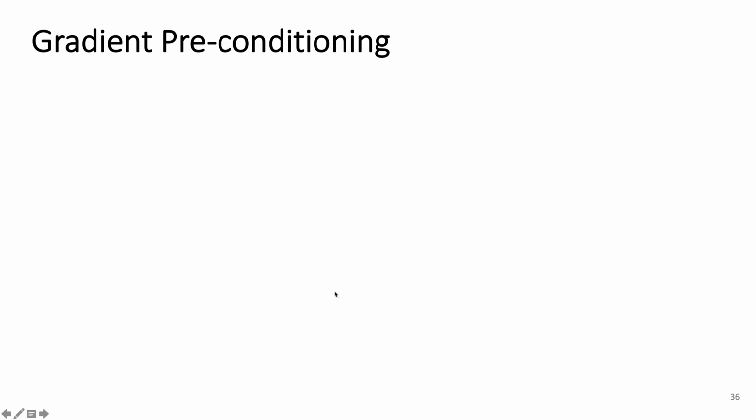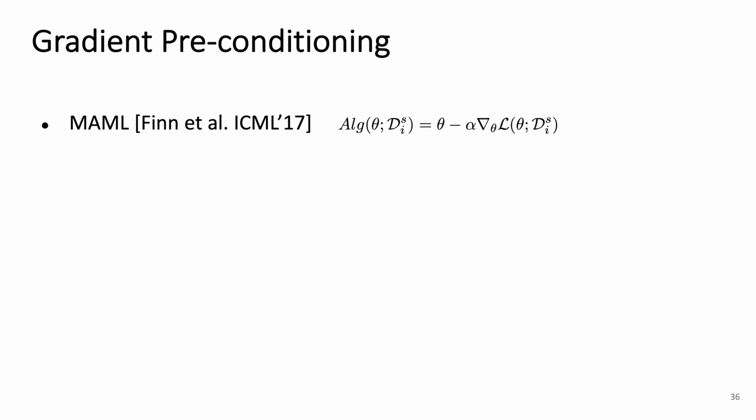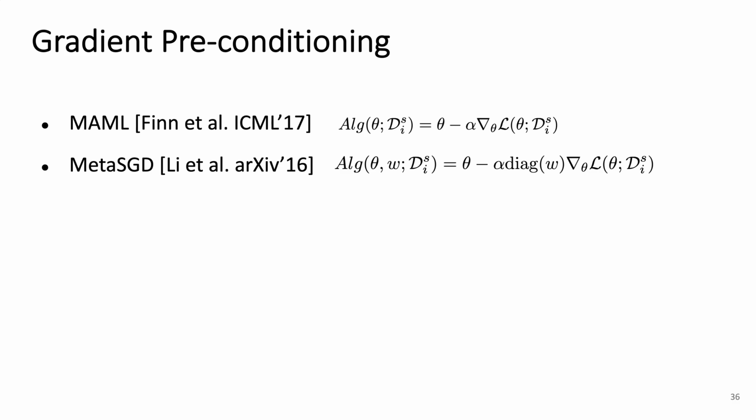Here are several ways for the gradient preconditioned GBML. First, in MAML, we just have a gradient descent in the inner loop optimization. Another solution is Meta-SGD. In Meta-SGD, we want to learn a diagonal matrix which is parameterized by the parameter omega. This omega is not involved in the inner loop and is only optimized in the outer loop. Thus, Meta-SGD can be regarded as each parameter in the model having its own inner loop learning rate.